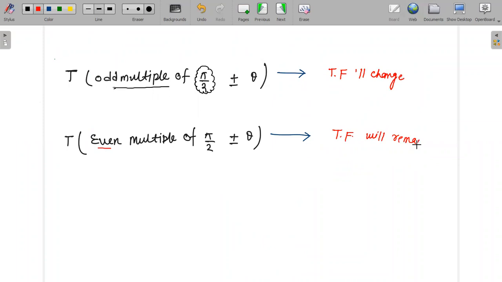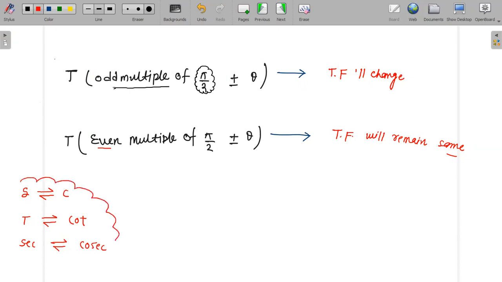Now, in the first case, when we have an odd multiple of pi by 2, which trigonometric function changes into what? If I'm taking the reduction formulas corresponding to sine, then sine will convert into cosine and vice versa. Similarly, tangent will convert into cotangent. Secant will convert into cosecant and vice versa. These conversions take place only when we have an odd multiple of pi by 2.